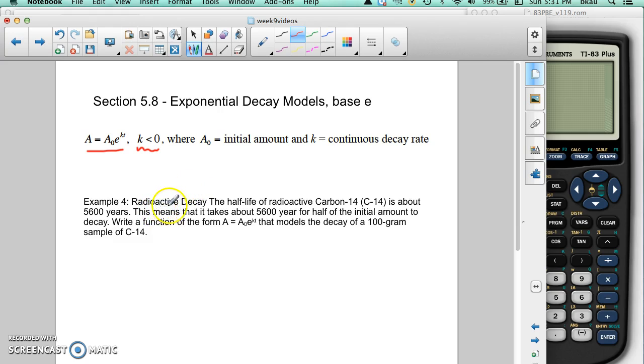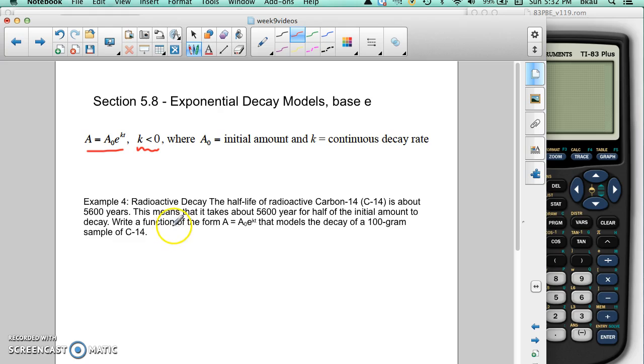This one says radioactive decay. The half-life of radioactive carbon-14 is about 5,600 years. That means it takes 5,600 years for half of the initial amount to decay. Write a function in the form A equals A sub 0 e to the kt that models the decay of a 100-gram sample of carbon-14.